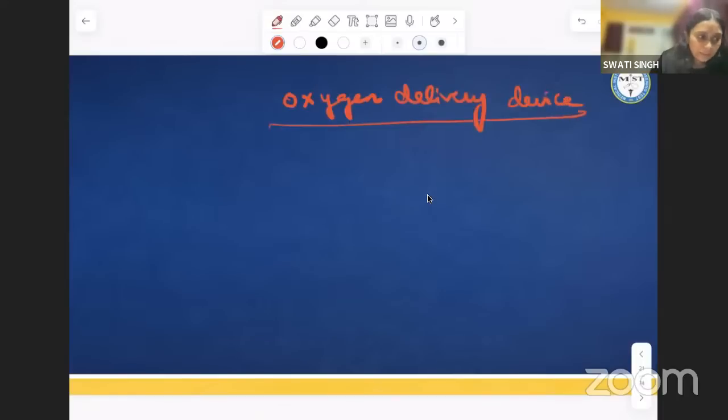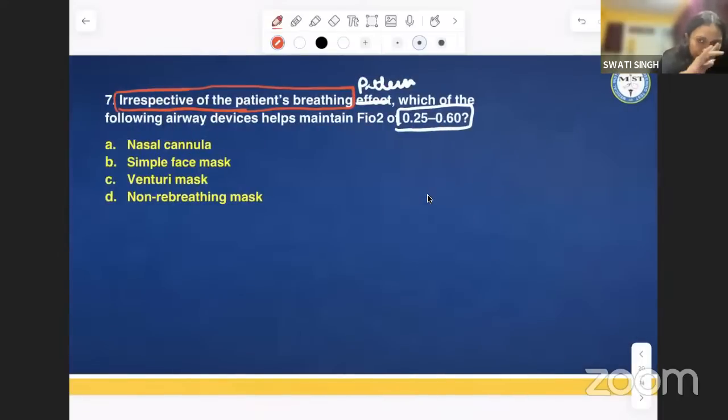Now, Raj has given me the answer A. That's a wrong answer, but I want to just pick that wrong answer. Raj, you don't have to look here at 0.25 to 0.6. What you have to look at is, irrespective of the patient's breathing pattern.